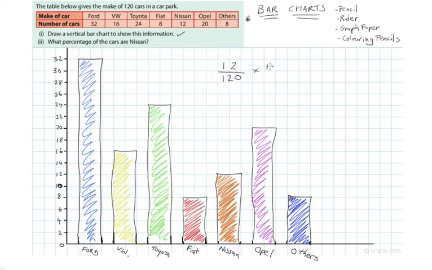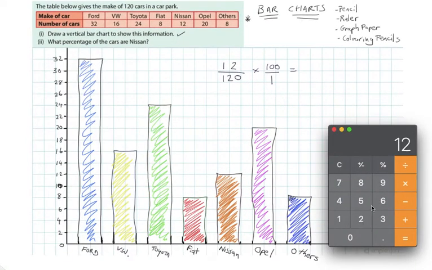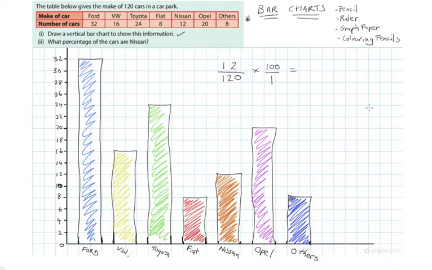And then what we do is we multiply it by 100 over 1. This is how we find a percentage of a number. So 12, what is 12 as a percentage of 120? So we get our calculator. And we go 12. Now that's over 120, so it's divided by 120. And that gives you 0.1. And we multiply that by 100. So 10%. So the answer is 10%. So 10% of the cars are Nissan. 10% are the brand Nissan. And that is the second question done.